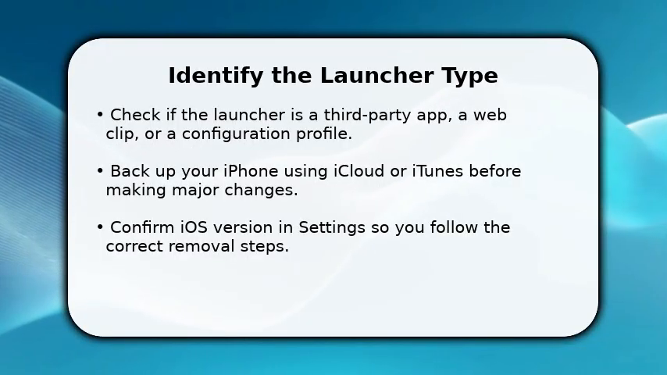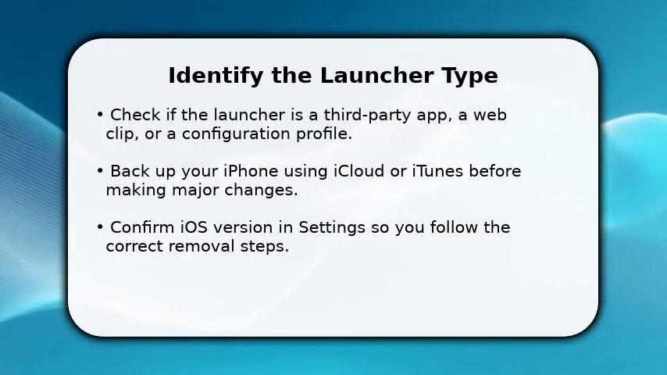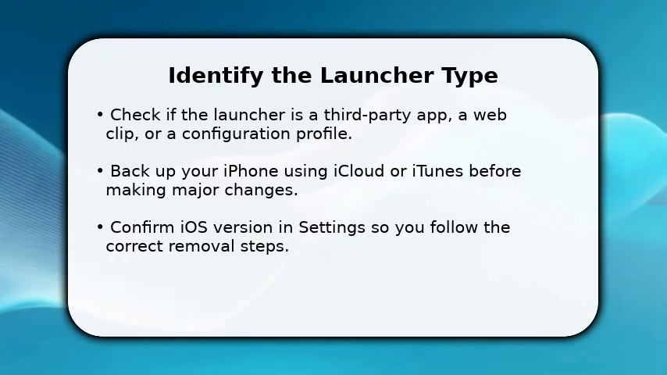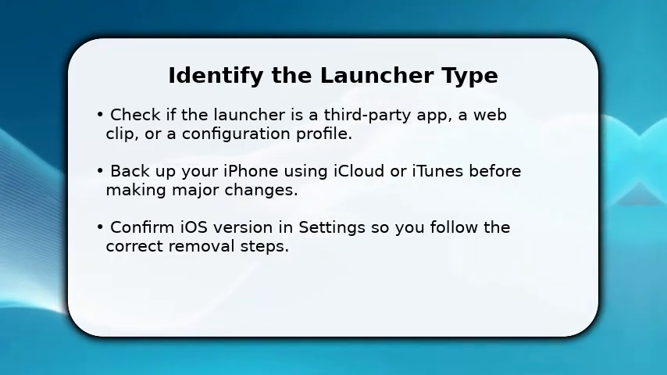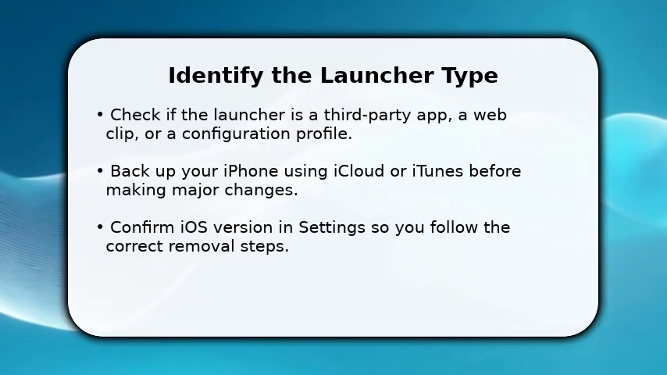Start by confirming what you actually call a launcher on iPhone. Check whether it is a third-party app, a web clip shortcut, or a configuration profile installed by a management system. Open Settings and tap General, then About, to confirm your iOS version.